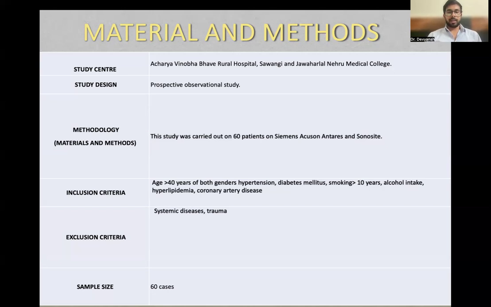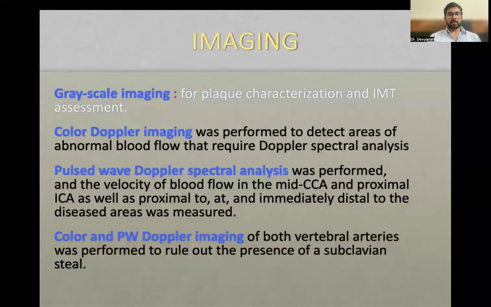Inclusion criteria: age more than 40 years of both genders, hypertension, diabetes mellitus, smoking of more than 10 years history, alcohol intake, hyperlipidemia, and coronary artery disease. Exclusion criteria: systemic diseases, trauma. My sample size was 60 patients.